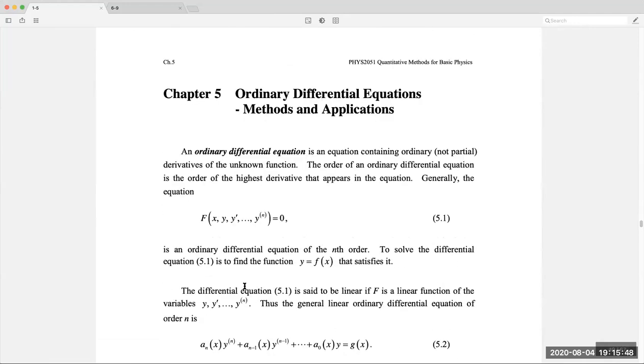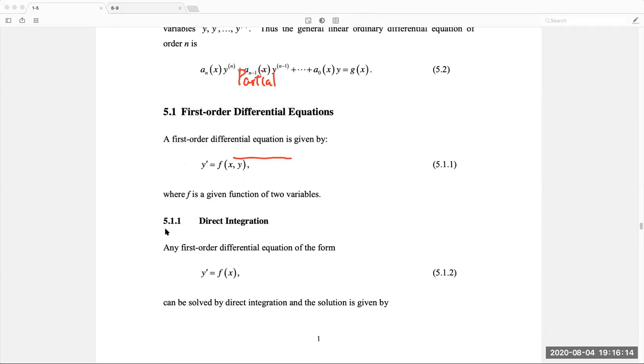Then let's go on to the ODE, ordinary differential equation. Later on, we'll look at the PDE, that is partial differential equation. What is meant by differential equation? This is just an equation containing a derivative. That's it. First of all, we look at the first order differential equation.